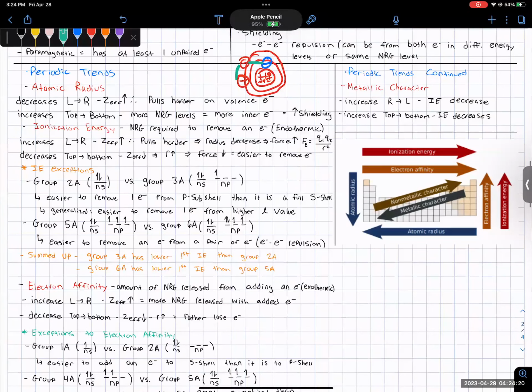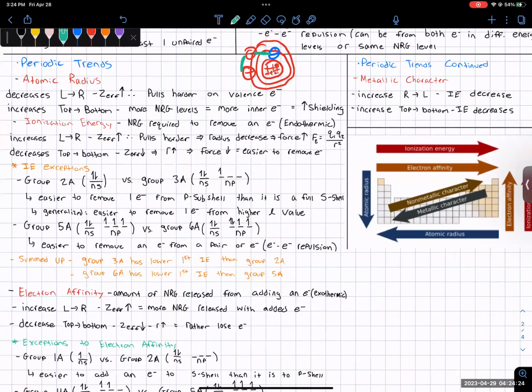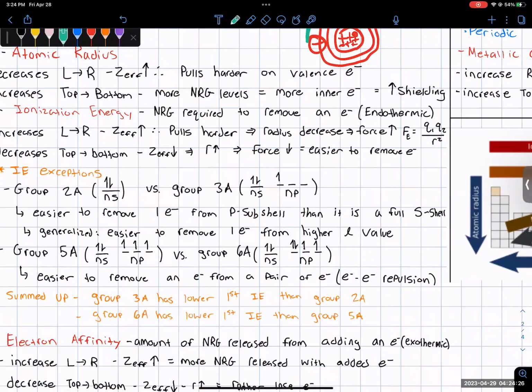All right. Now, there are some exceptions with ionization energy. There's group 2 versus group 3. So group 3, it's easier to remove an electron from the p subshell than it is from a full s subshell, because the s subshell is already full and the p subshell is not empty, I should say, but only has a couple electrons in it.